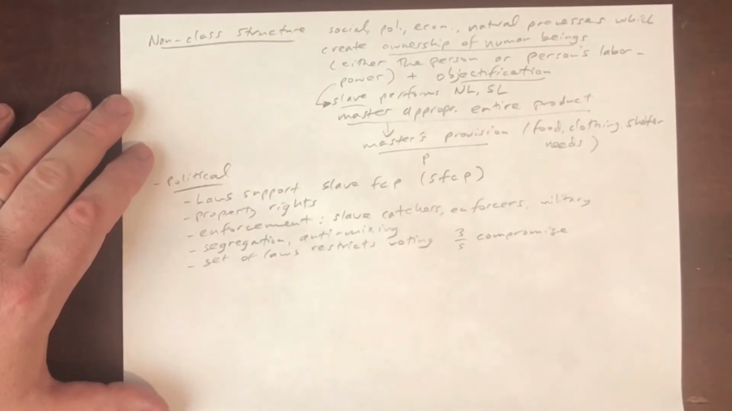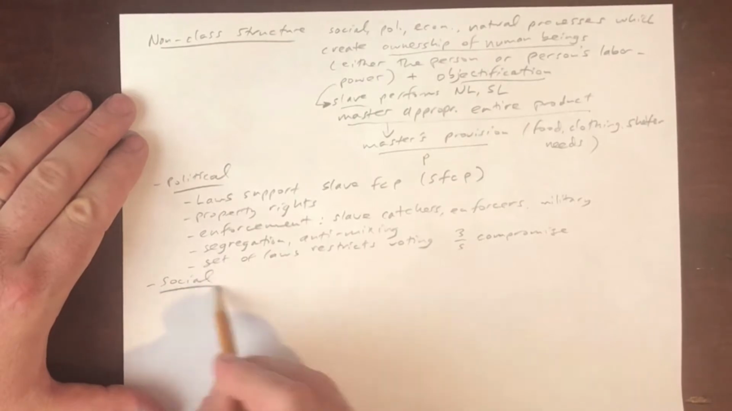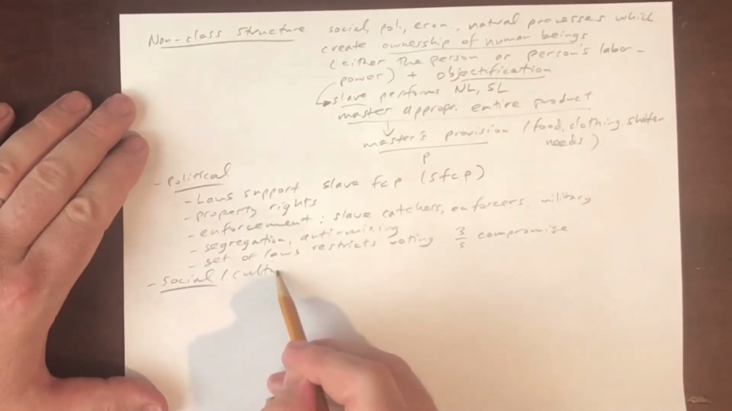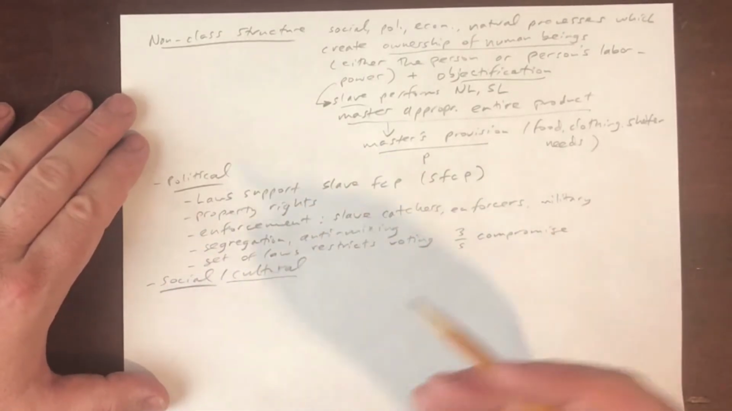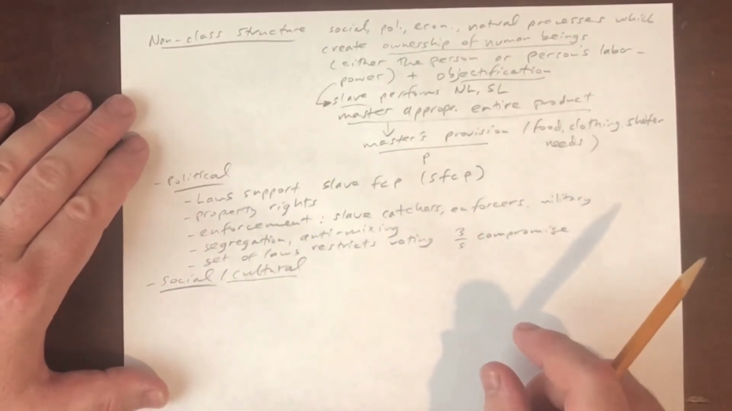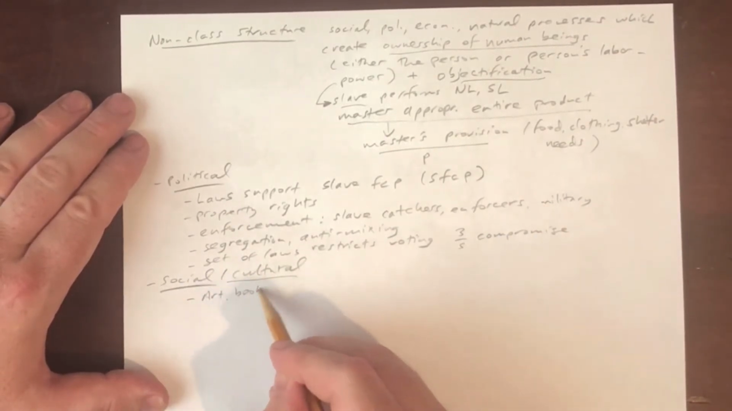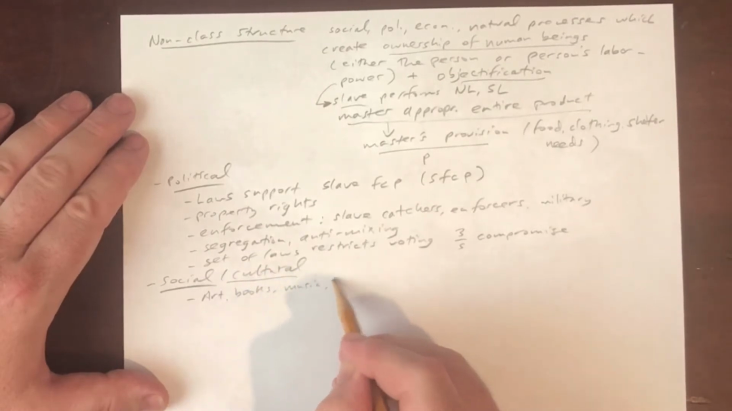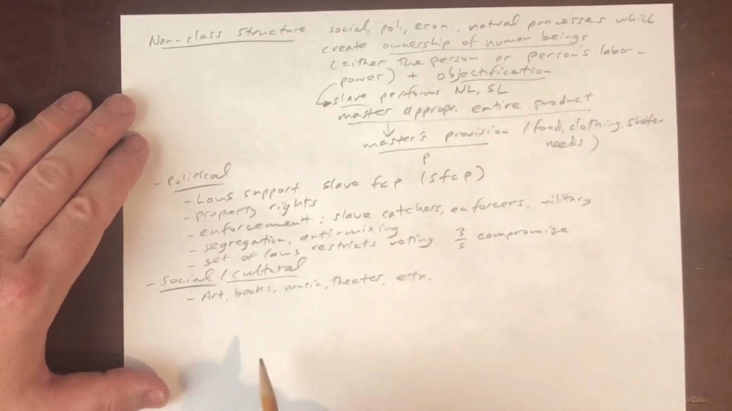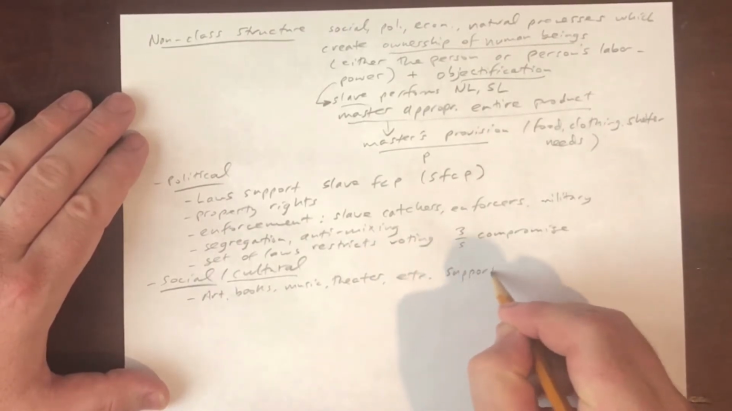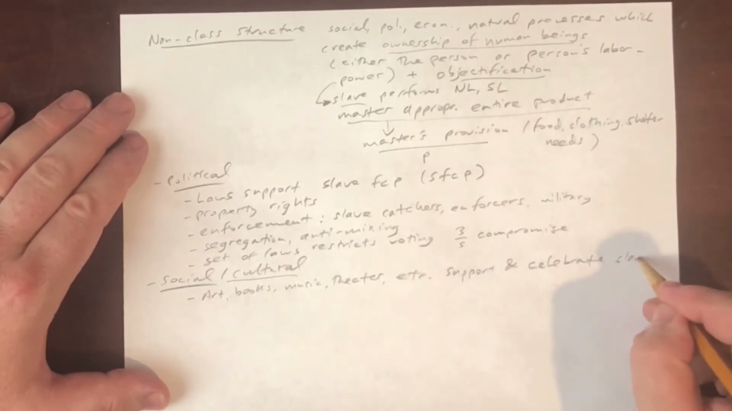And then of course a set of social or cultural processes which exist to, again, produce and reproduce the slave fundamental class process. So we might have here, for example, art and books, music, theater even, etc. All kinds of different cultural products which support and celebrate slavery as an institution.